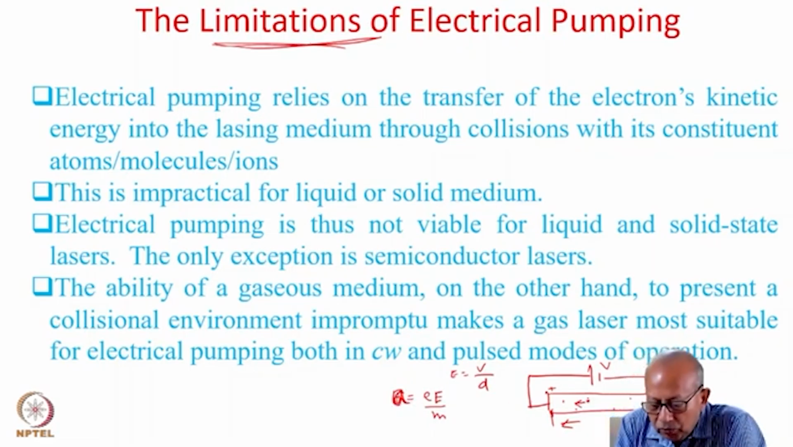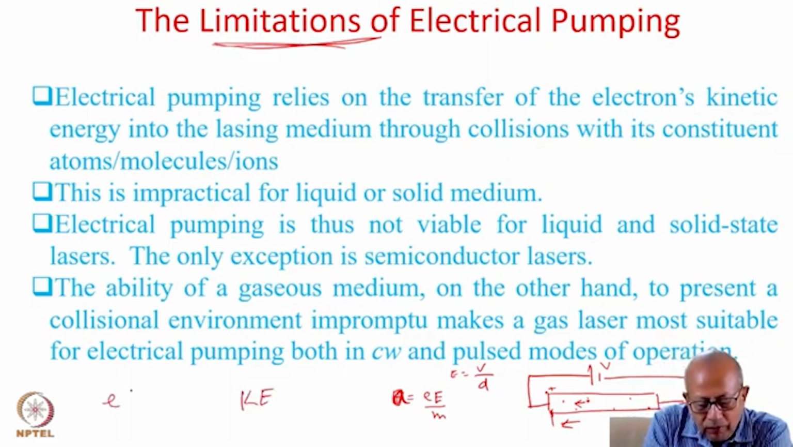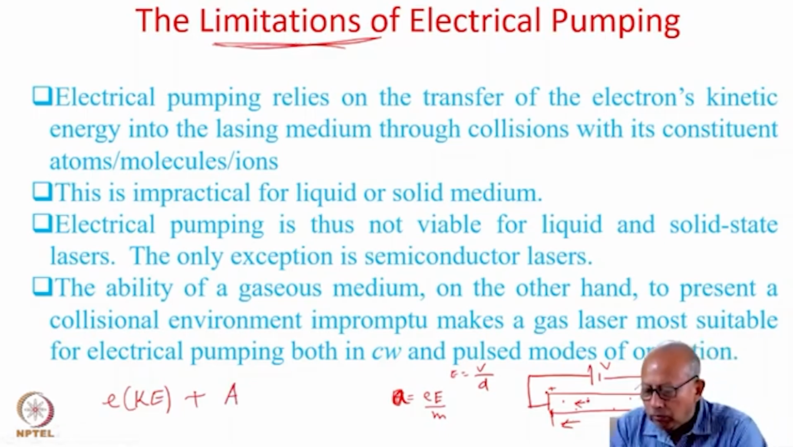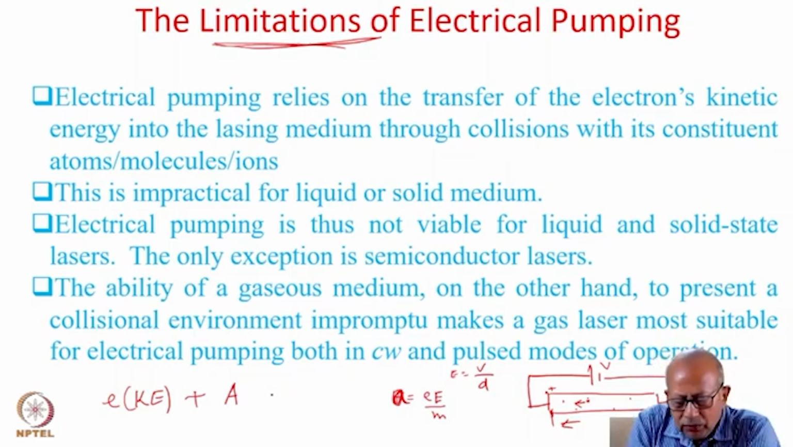And as the electron moves, it acquires velocity, and thus it acquires kinetic energy. The electron then collides with a neutral species, which can be a light emitting species present here, which can be an atom, molecule, or even an ion, and transfers part of this kinetic energy as the internal energy of the atom. The atom gets electronically excited.